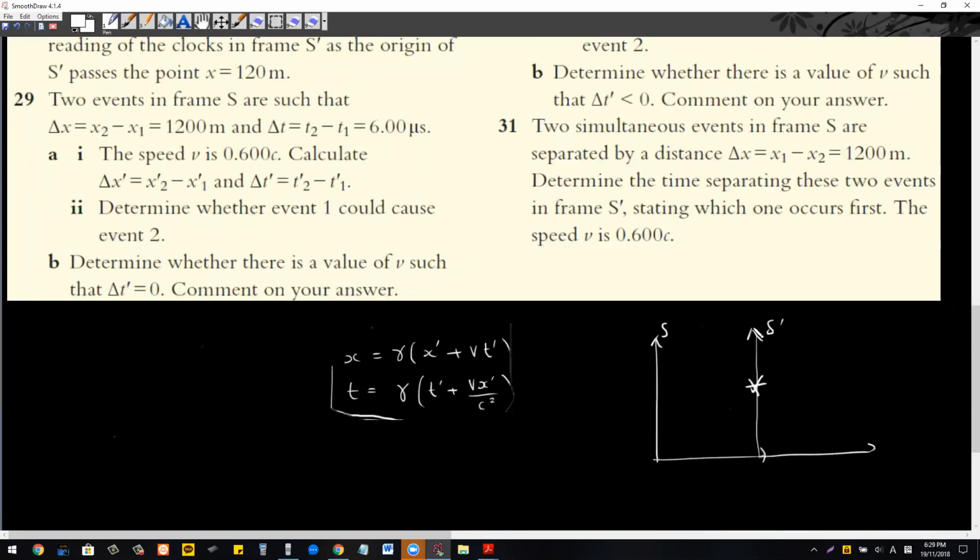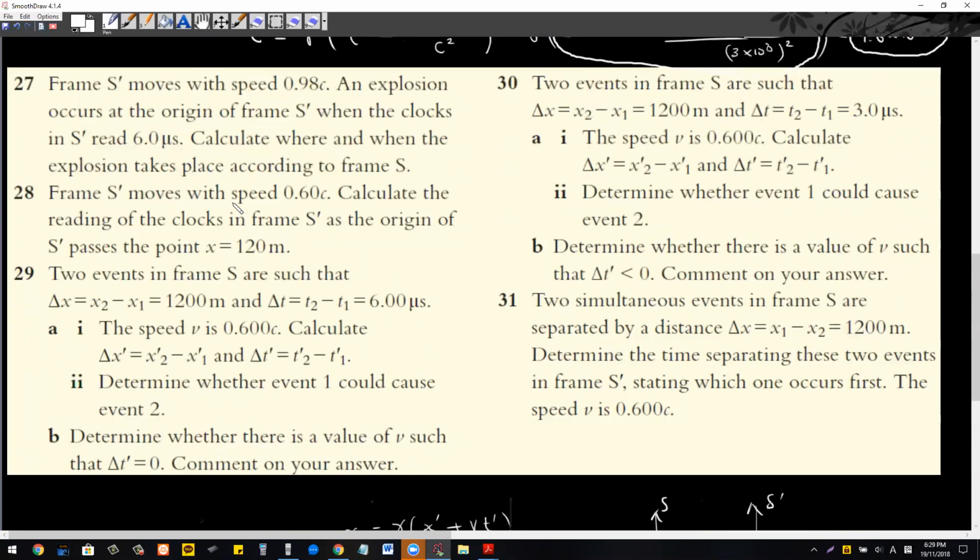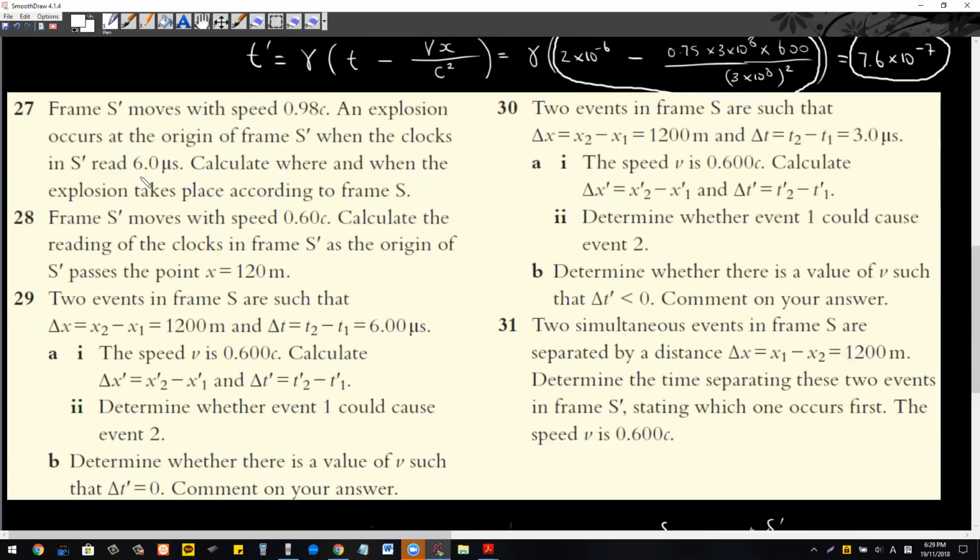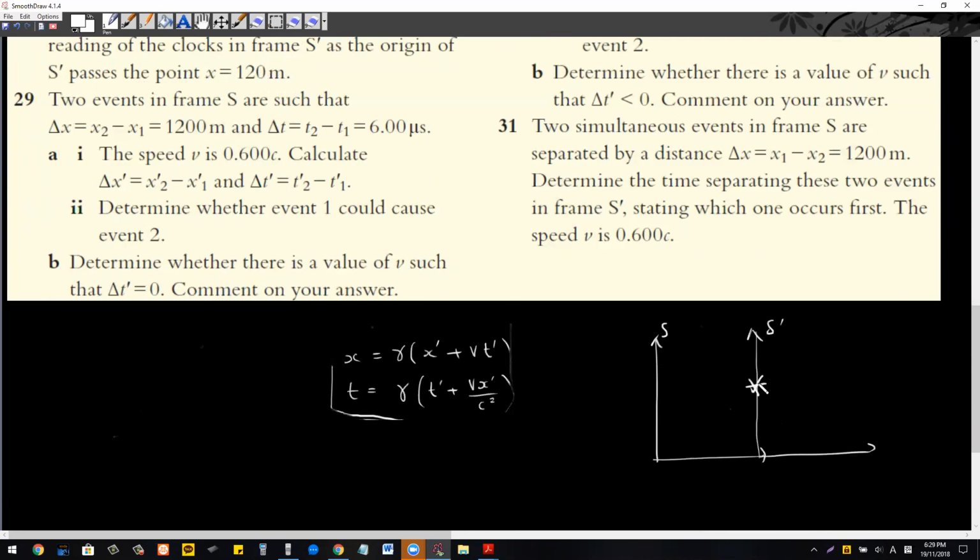So what it means is this spacecraft passed this frame here. When they coincided, time was 0. Then according to the S dash frame, this much time was spent, and then an explosion happened within the spaceship of the S dash. So X dash is equal to 0, and time is 6 times 10 to the power minus 6 seconds, according to the spaceship's frame.